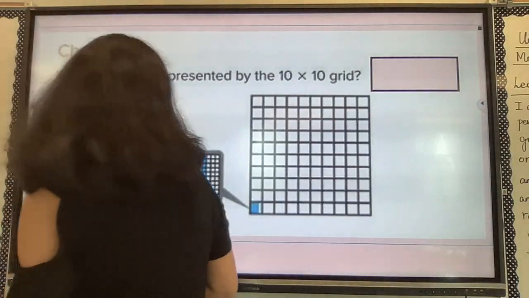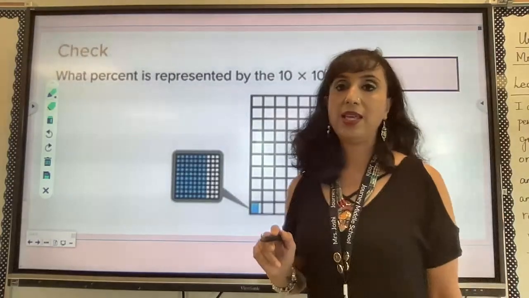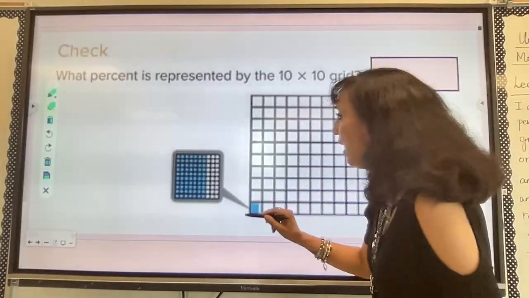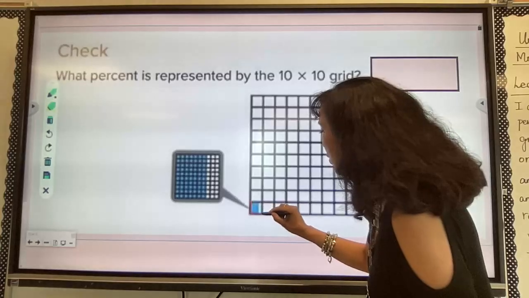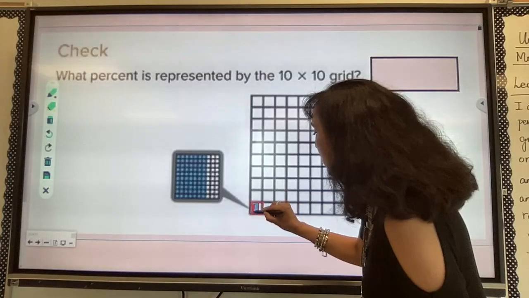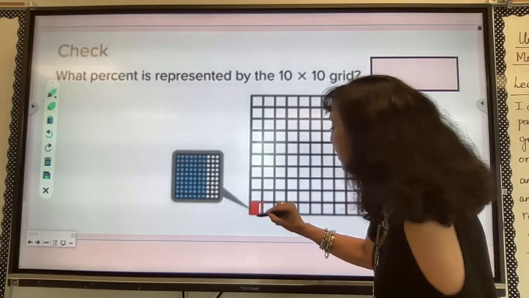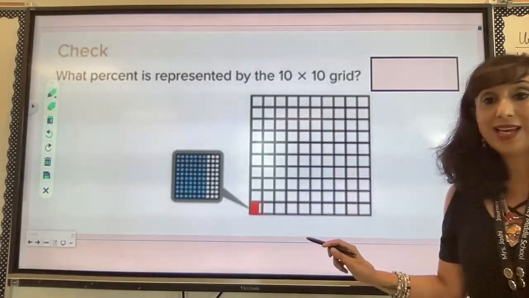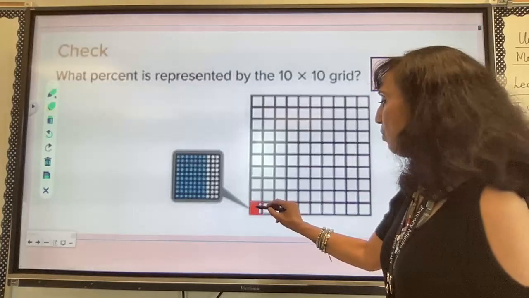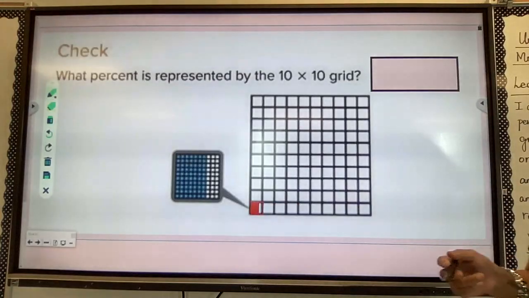And let's look at this one. So what percent is represented by this 10 by 10 grid? Once again, I can see that we only have this portion colored in, this much is colored in. Now we know that the whole square is 1%. Since this is less than 1%, because we can see that less than 1 whole square is colored in, on a close-up view, let's look at this.